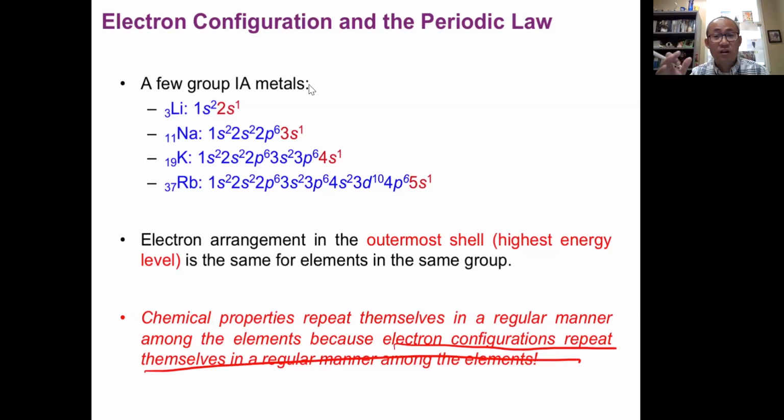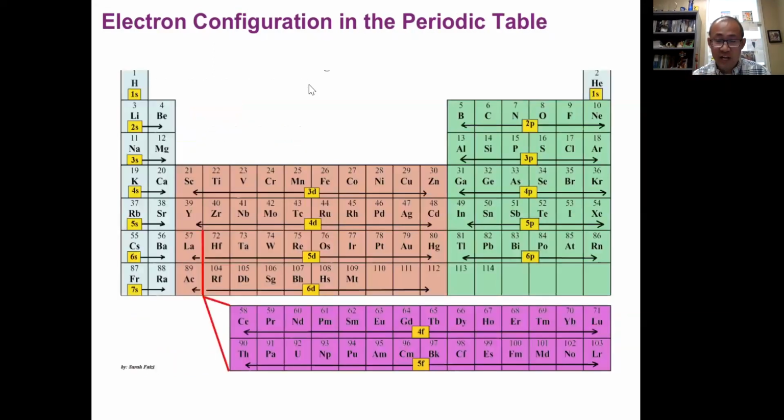So elements with the same electron configuration of their highest shell fall in the same group. I should be more accurate: the electron configuration of the highest shell, the outermost shell, is the same for elements in the same group. If you understand that, you can take a look at the periodic table, and you have a better idea or a simpler method of drawing the electron configuration. You can see that we know this group is s1, right?